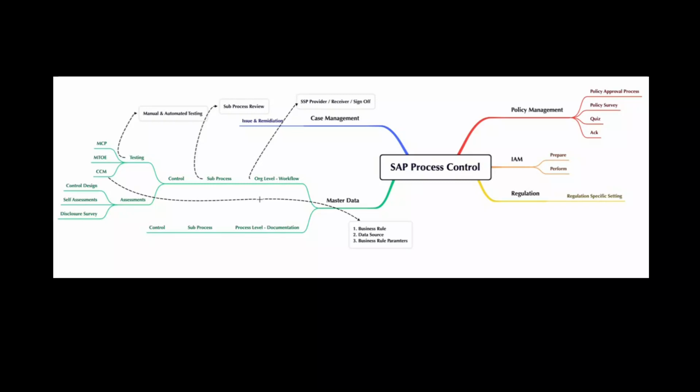And we start with the manual testing. We'll be studying about MCP, MTOE, and automated testing as well. So as a part of automated testing, we'll be covering the detailed crux of automated testing, which includes all different types of sub-scenarios in automation testing.